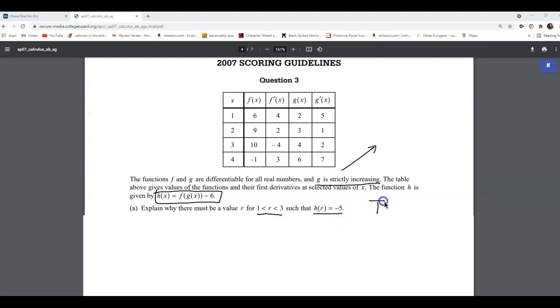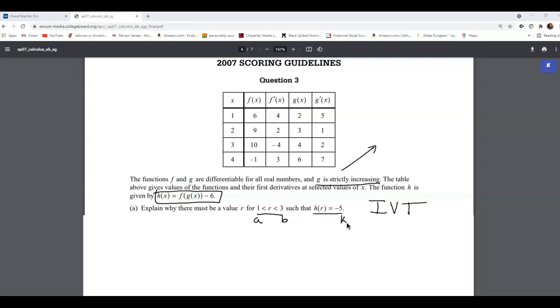Now, this is an IVT question. We should recognize that from the work that we've been doing this week. So, how do we do the IVT? Well, the steps I told you in class were, you want to identify your A, your B, and your K. So my A is 1, my B is 3, and my K is -5. Those are just the letters we used when we were learning about it.